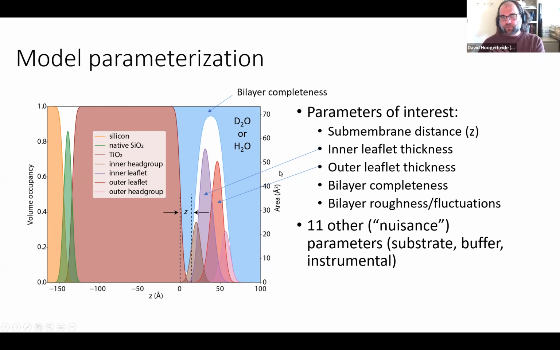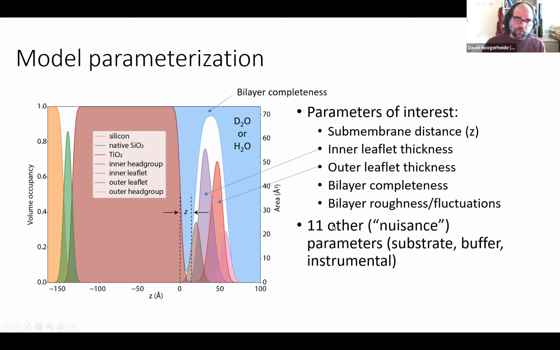In this particular model, we have some parameters which we're interested in. So the physical parameters we're interested in are the submembrane distance of the bilayer from the surface, the inner and outer leaflet lipid thicknesses, the completeness of the bilayer, so how much water is actually in this bilayer, and its roughness or its fluctuations. And then there are a lot of other parameters in this model as well, and I'm sure you're all quite familiar with this. So things like the thickness of the silicon oxide, or the thickness of the titanium oxide, or the surface roughness of some of these things. In this particular case, there are 11 other nuisance parameters in the problem that we really don't care about. So this is going to be an important theme of this talk, parameters of interest versus these nuisance parameters.